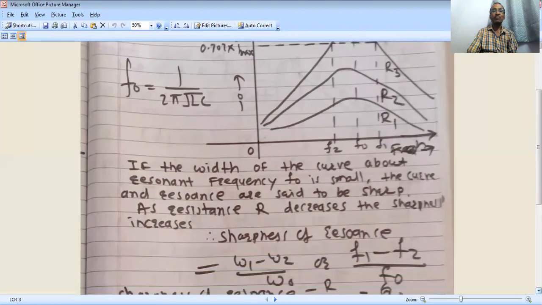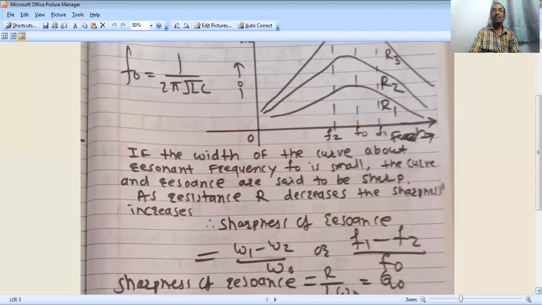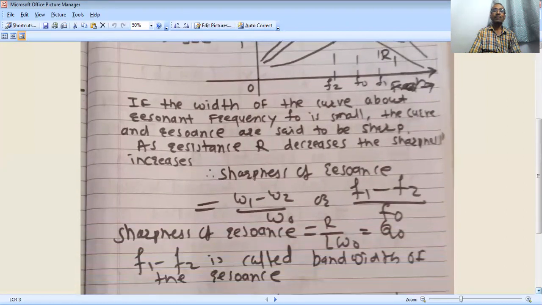The sharpness of resonance is equal to omega 1 minus omega 2 divided by omega 0. If omega is equal to 2 pi f, it can be written another way: F1 minus F2 divided by F0 is the sharpness of resonance. That means if the bandwidth, F1 minus F2, is large, then the sharpness of resonance is large.